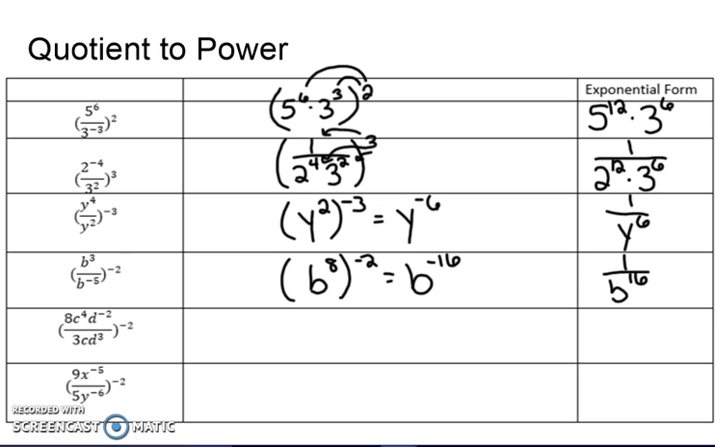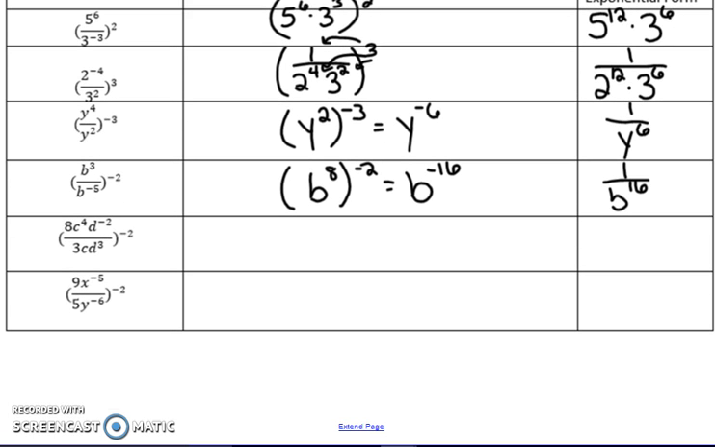Now, if we look at something like the next problem, there is a lot going on, but we just want to simplify the inside first. So I'm still going to have 8 on the top, c to the 4th. This is technically c to the 1st. Well, 4 minus 1 is c to the 3rd. D to the negative 2 minus 3 gives me d to the negative 5. And we're still going to keep my 3 in my denominator. That's all to the negative 2.